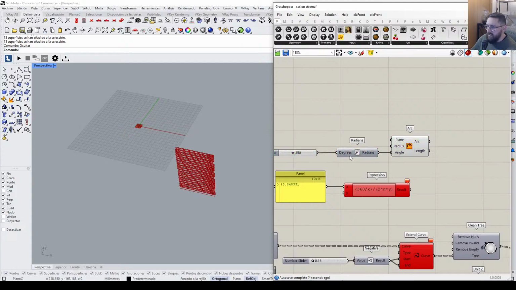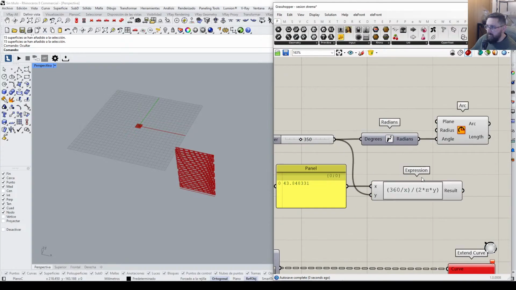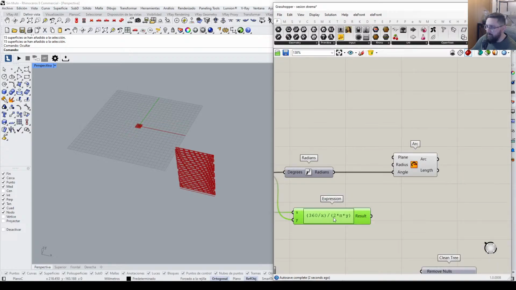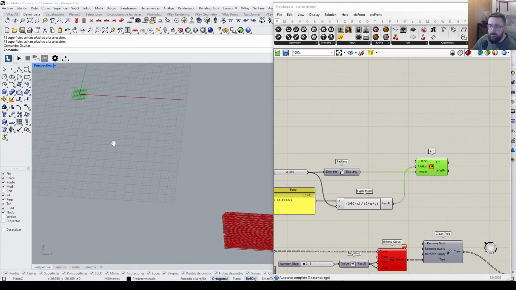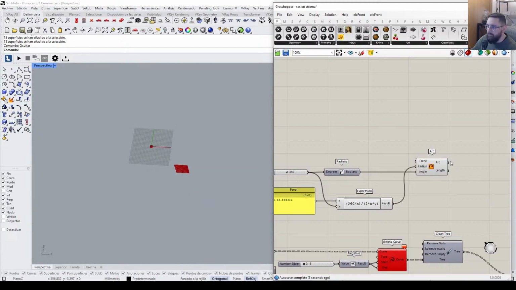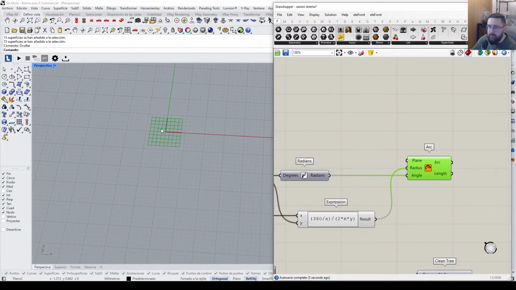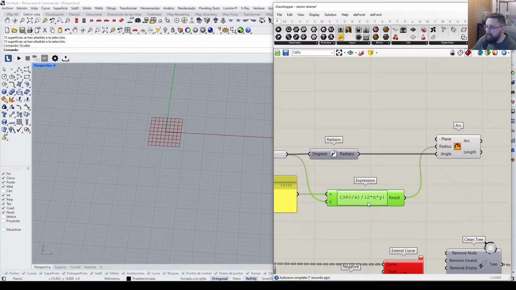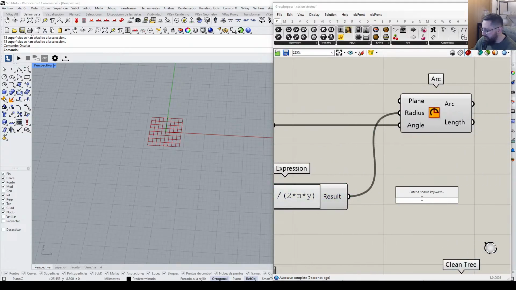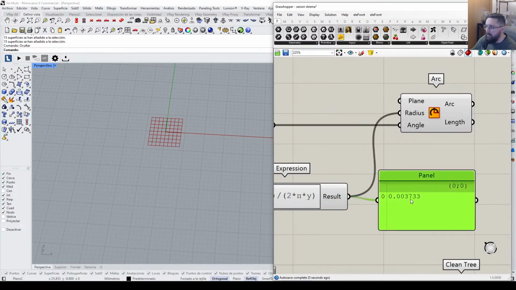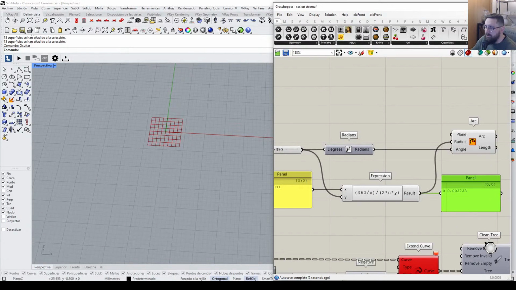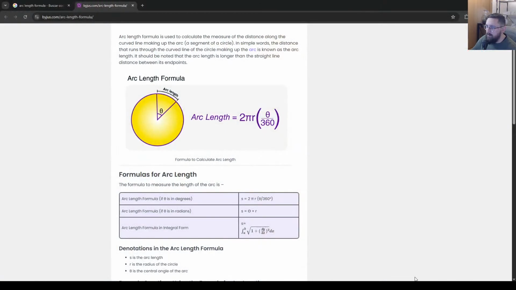Okay, 350. This is going to be this angle, plane. I have the radius. Please tell me I'm right. No, why is it so... What's happening here? Pi y, what's this value? 0.0... No, that's not right. Okay, let's try that again.